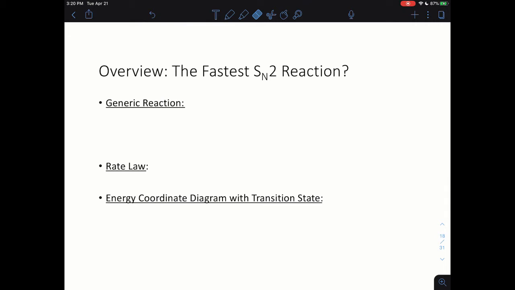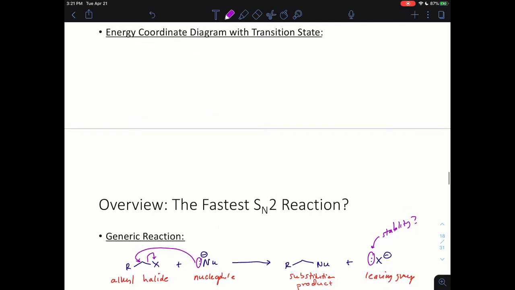Think about what makes for the fastest SN2 reaction. Now, of course, you might not know yet. That's the topic of the rest of the video, and that's where we're heading. So what makes for the fastest SN2? We're going to be keeping that in mind as we think about reactions that the SN2 competes with, because the faster the SN2 is, the more likely we are to observe it. So see if you can fill these questions out. What is a generic SN2? What is the rate law? What does the reaction coordinate diagram look like? Last chance to pause.